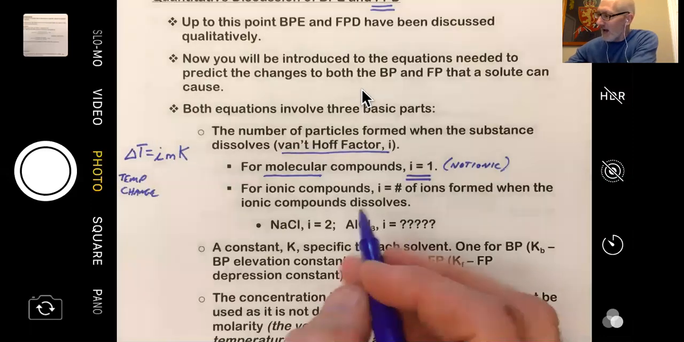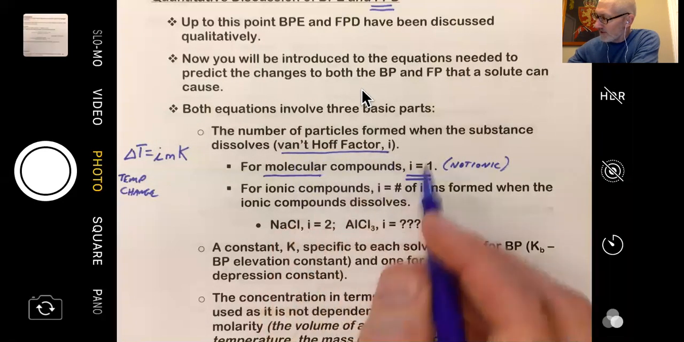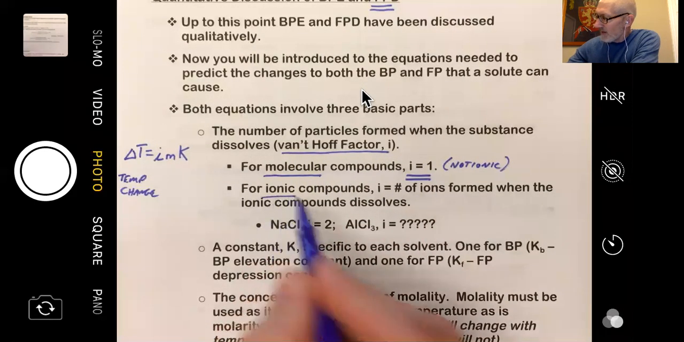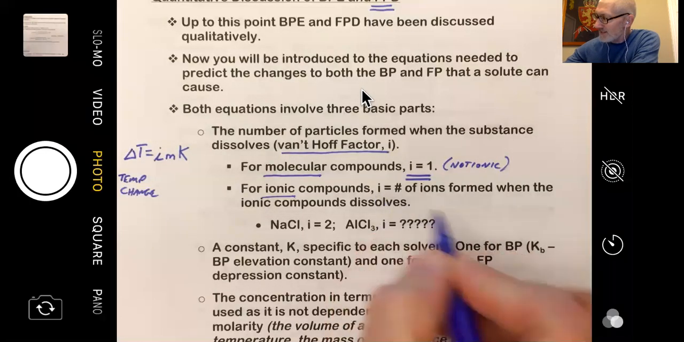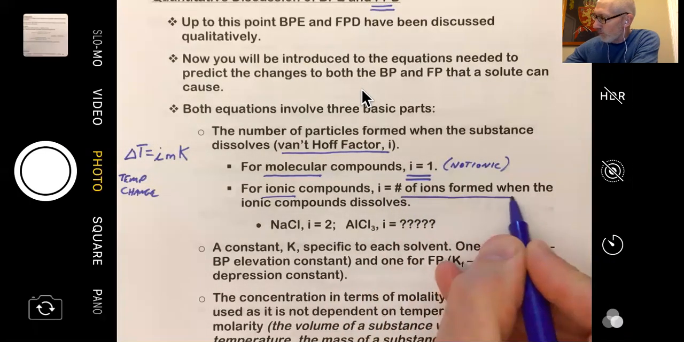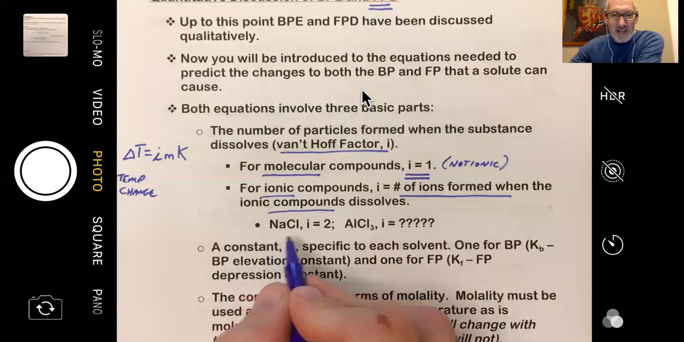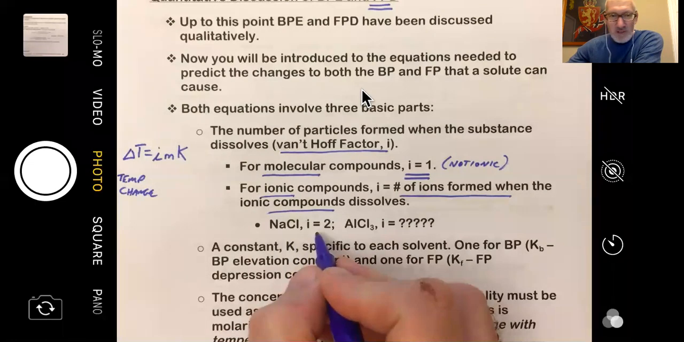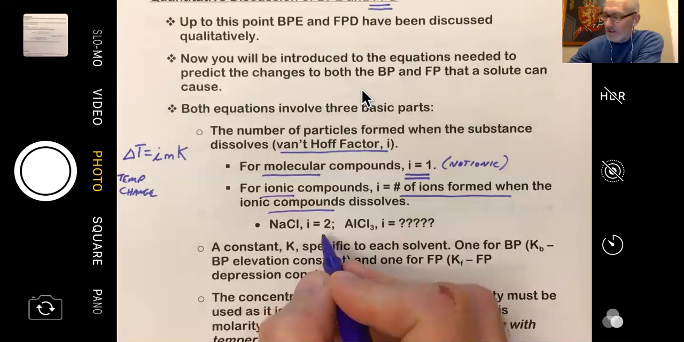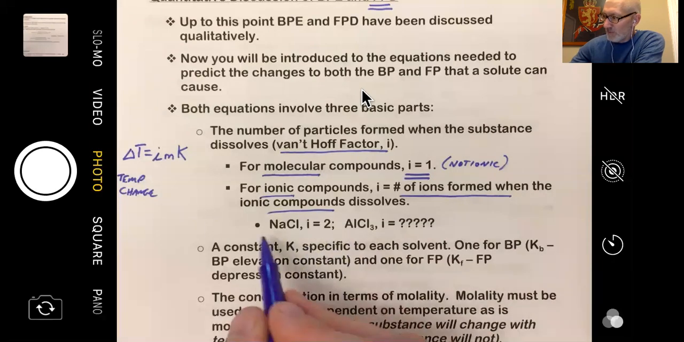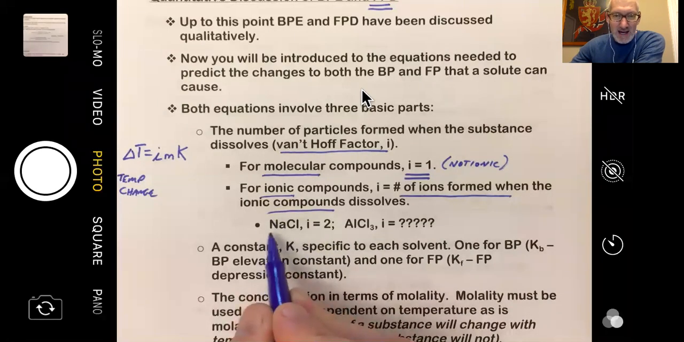And then the Van't Hoff factor, if it's an ionic compound, what we're going to do is i is equal to the number of ions formed when the ionic compound dissolves. So, for instance, if I dissolve NaCl, i would be equal to 2, all right? Because it's going to be an Na ion and a Cl ion.